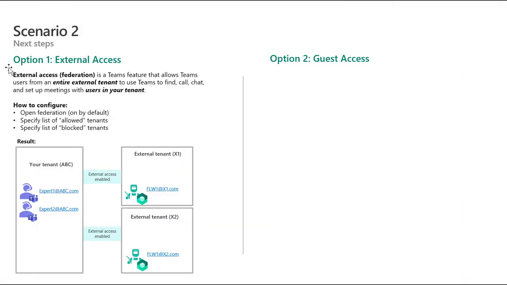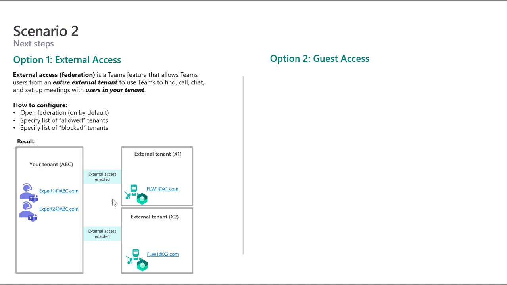So the first option is external access. External access is a Teams feature that allows Teams users from one entire external tenant to use Teams to find, call, chat, and set up meetings with users in your entire tenant.